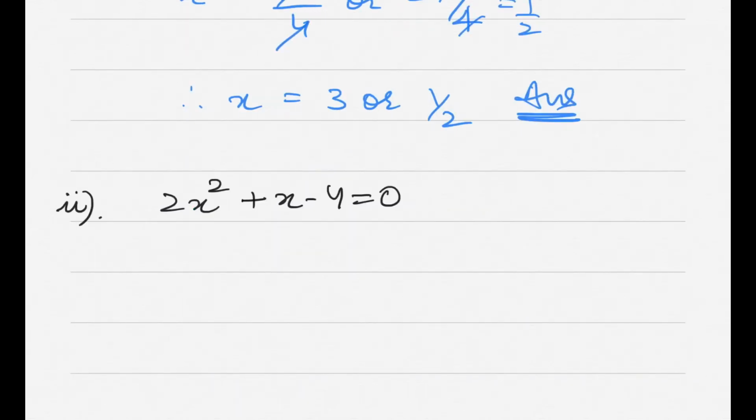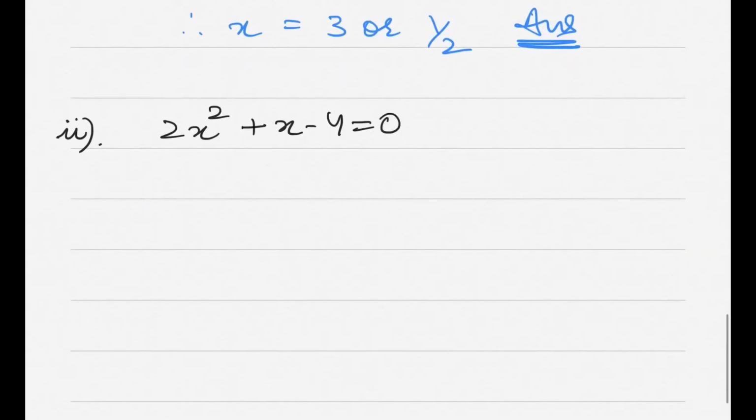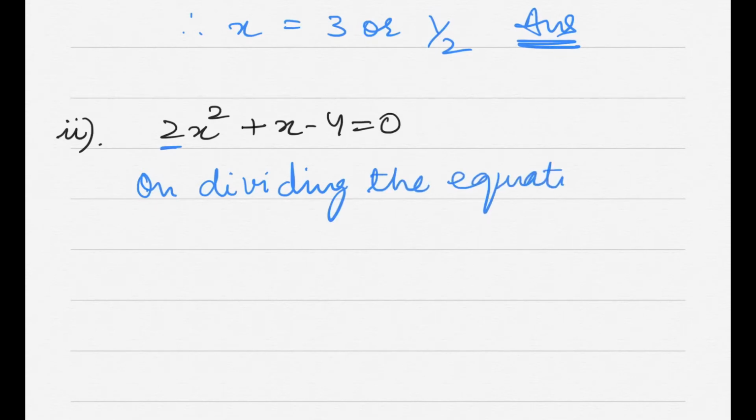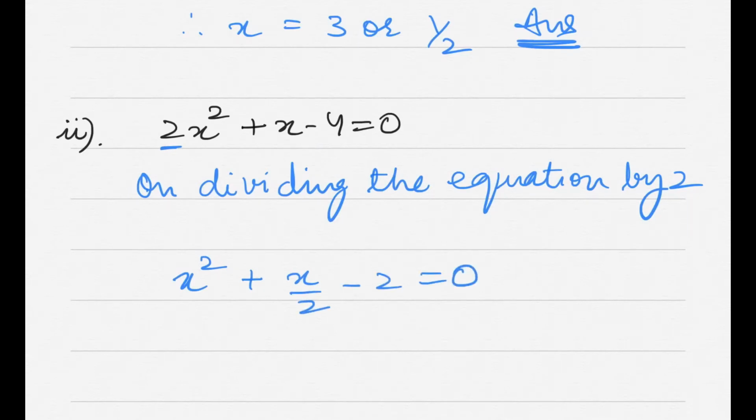The second part says 2x square plus x minus 4. So we have the same rule here. It will be in the form of a plus b whole square. Again, 2 is not a squared number, so I'll divide the whole equation by 2. So on dividing the equation by 2, what do I get? I get x square plus x by 2 minus 2 is equal to 0. So I get my equation in this form.